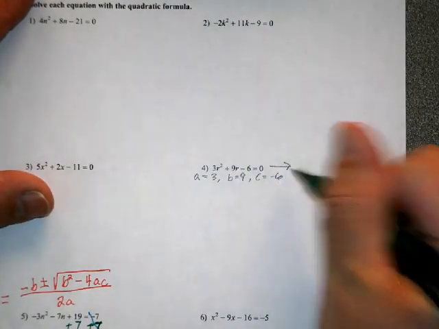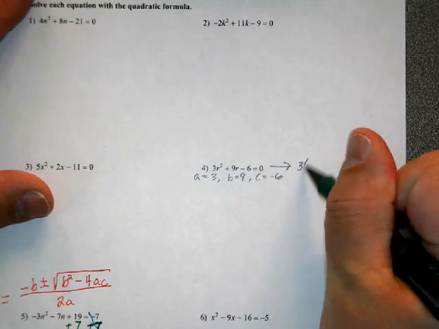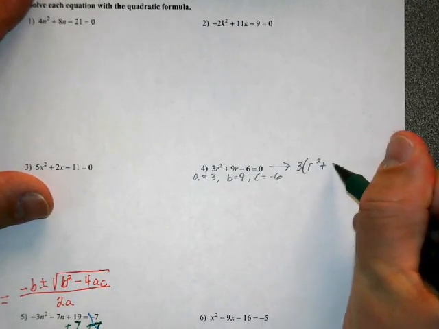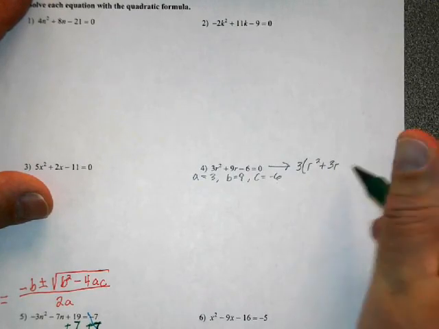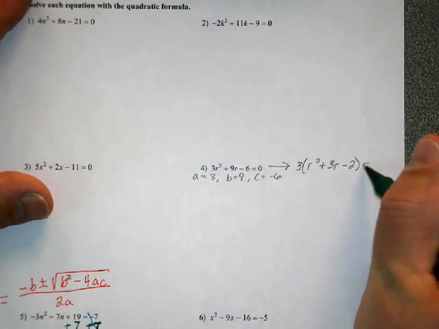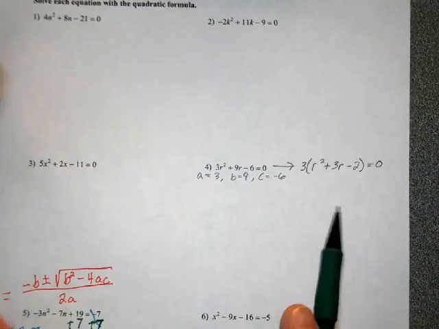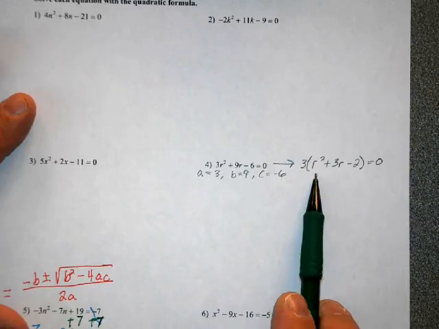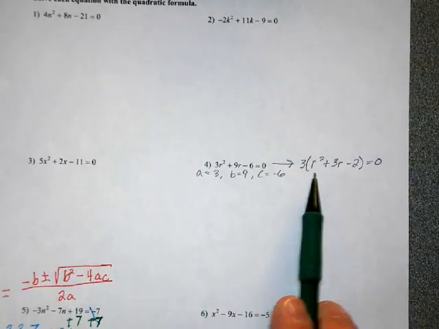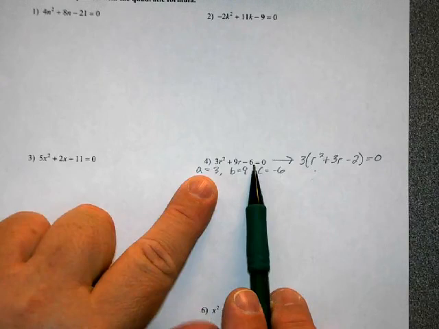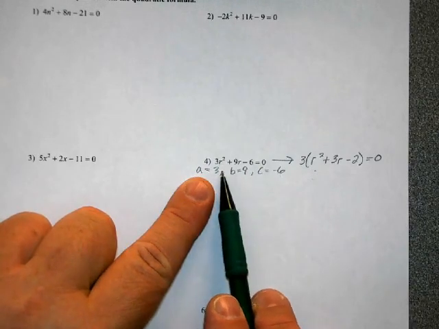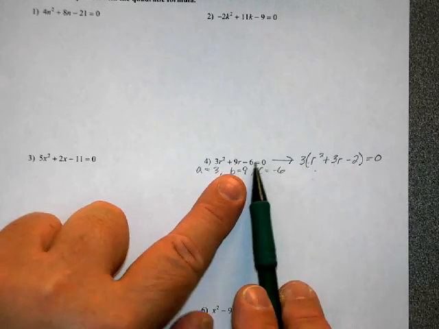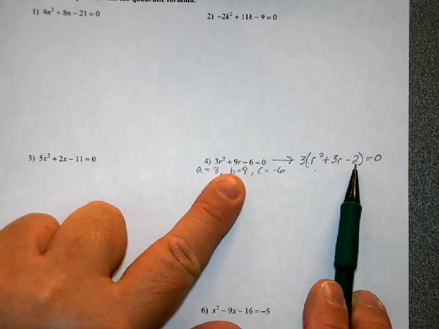If you were to factor out that 3 first, we would have r squared plus 3r minus 2 equals 0. You're going to save yourself some simplifying in the end. I factored out a 3 from every term. 3 divided by 3 is 1. 9 divided by 3 is 3. 6 divided by 3 is 2.